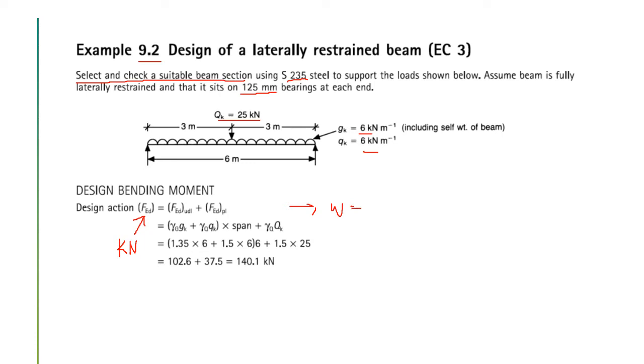Okay, the equation is 1.35 GK plus 1.5 QK. Since you have uniformly distributed load and also point load, the point load is equals to 1.5 QK.